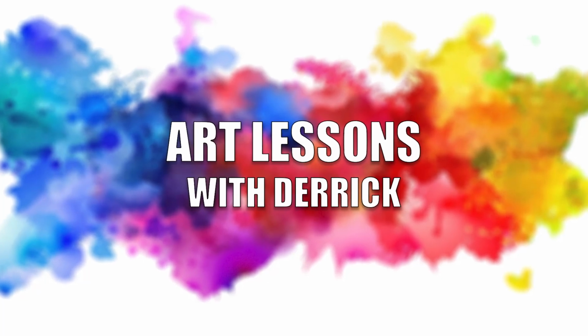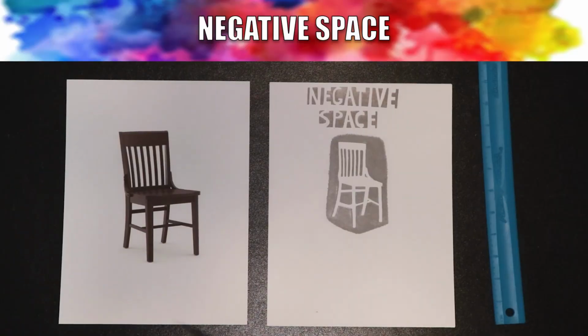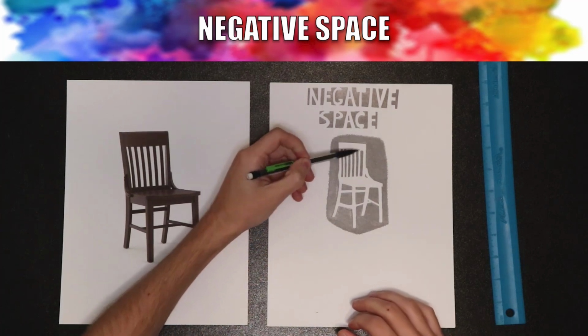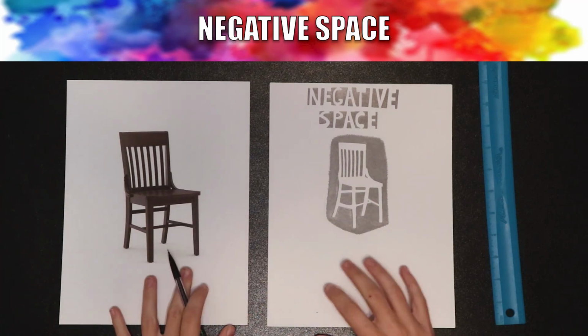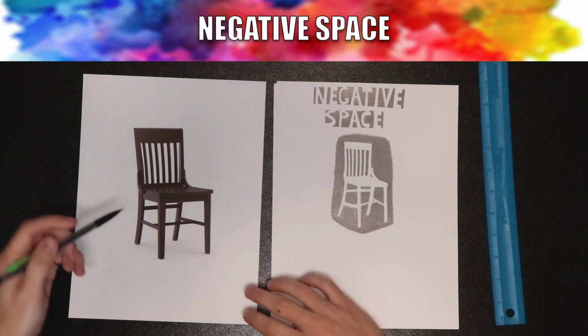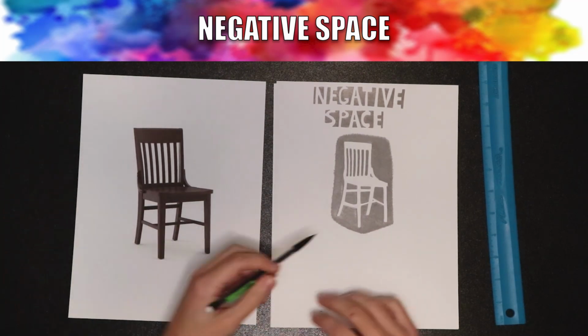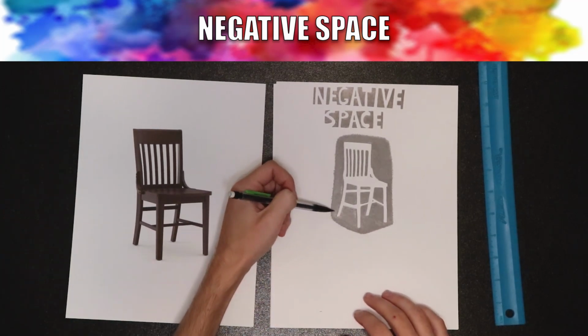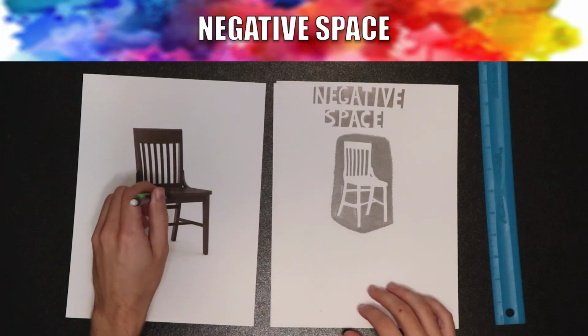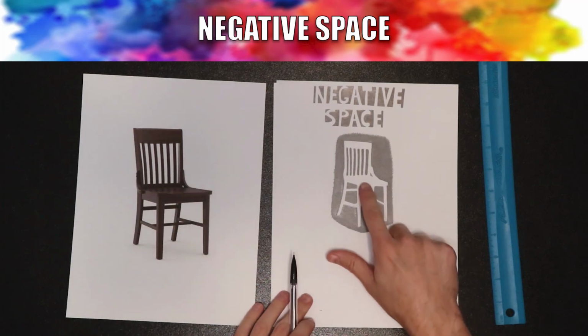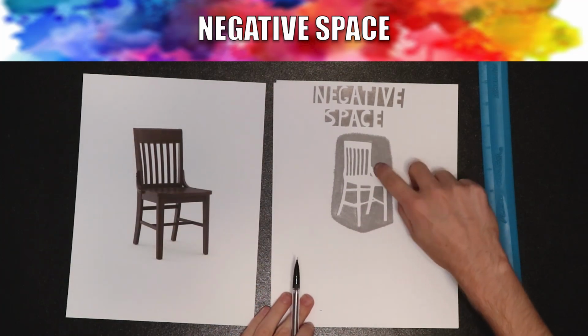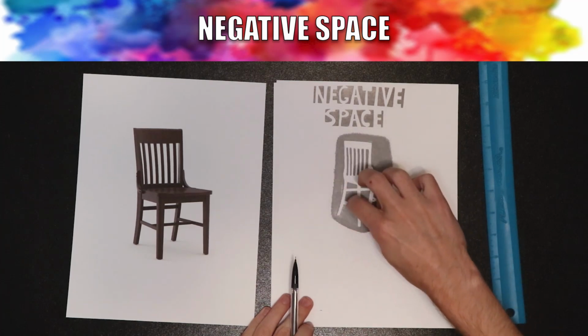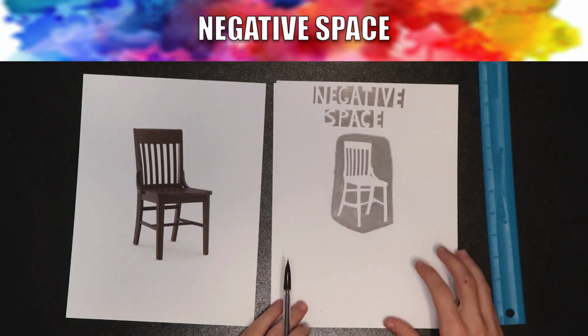So in this video, I'm going to be talking about negative space. Basically, negative space is everything except for the object. With this drawing here, we have the chair, and we're basically drawing or shading in everything except for the actual object, like I did here. So we have the shading or the drawing on everything except for the chair.